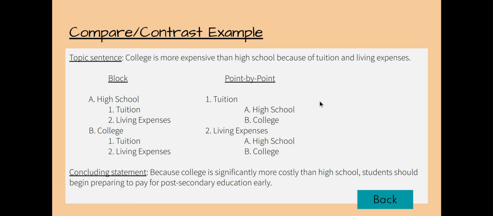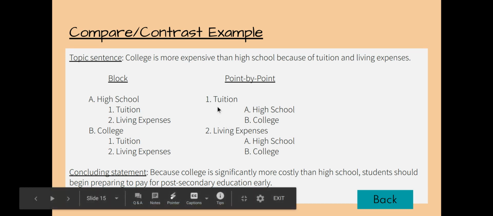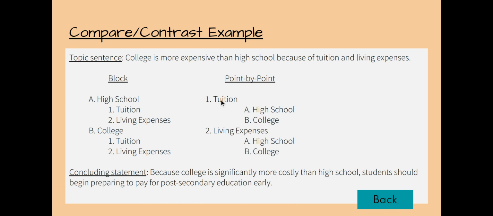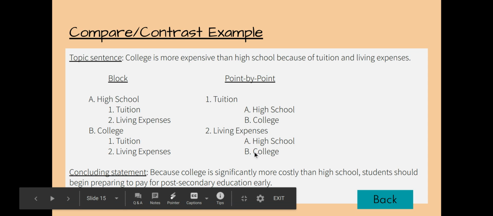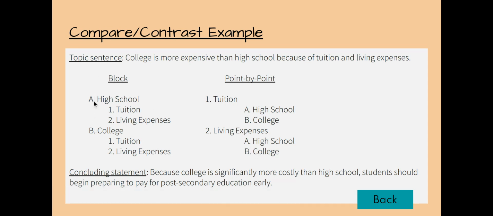Point by point, however, would organize it by the two areas of expense, tuition and living expenses. And you would go back and forth. So you would do tuition in high school, tuition in college, living expenses in high school, living expenses in college. So you can either organize it by your subjects, your two things you're comparing, or you can organize by the points you want to make about them.